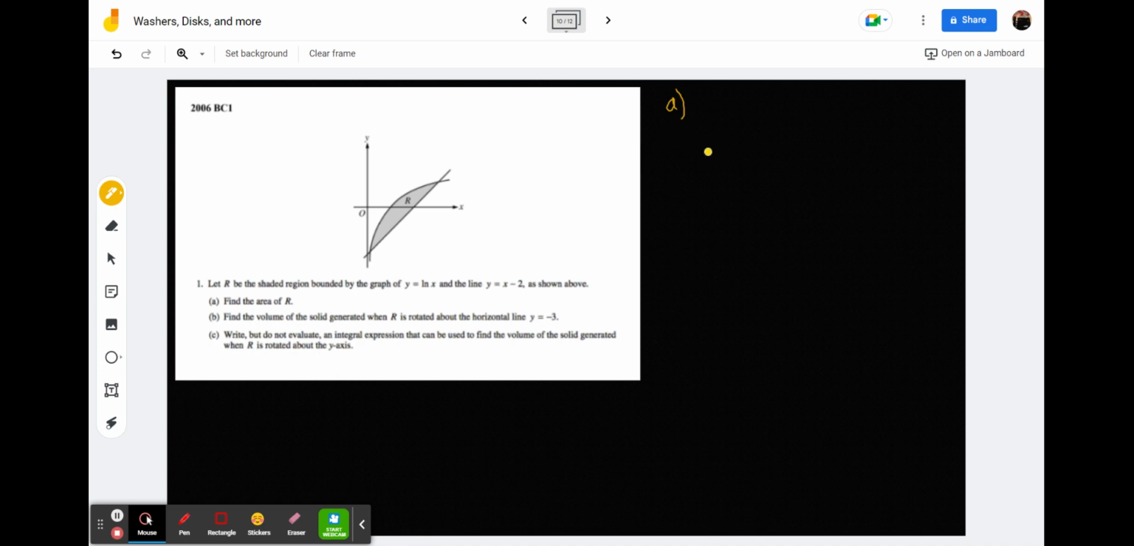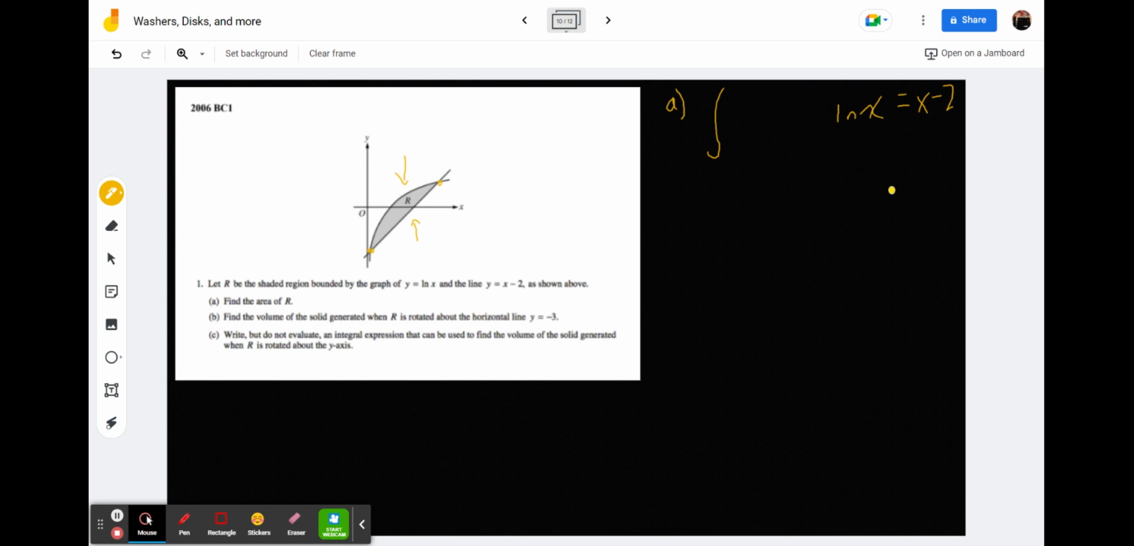So this is pretty simple. We see up here that ln x is our upper function and x minus 2 is our lower function. And the bounds of our integral are going to be the intersection points of these two. So where do they intersect, right? ln x equals x minus 2.